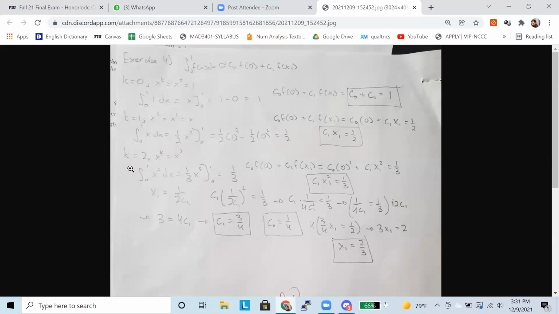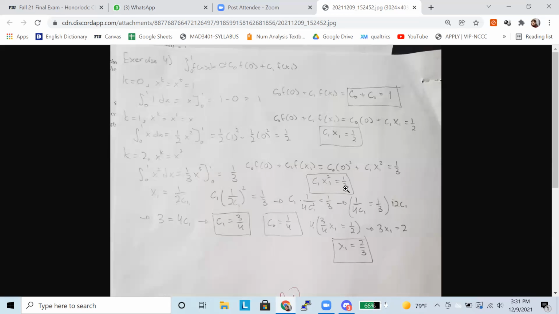So k equals 2. So now the new function that we're dealing with is x squared. Again, you do the integral, you end up with 1/3, basically. And then you do this again. So you plug in 0 into the function x squared, and you plug in x1 into the function x squared, right? Which is just x1 squared, basically. And so this is just going to be C1 x1 squared equals 1/3, right?